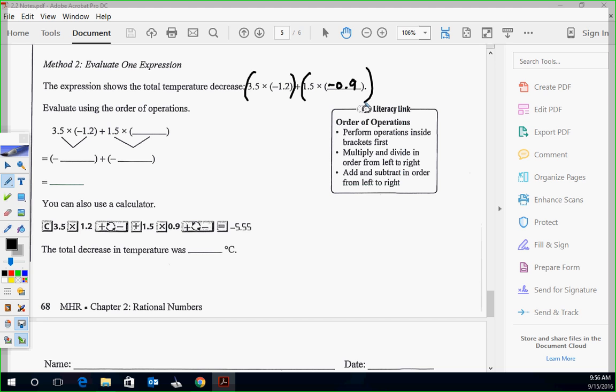Okay, and then because you have the plus sign in the middle, it's just showing you're going to do your same thing. Okay, so we just have the negative 1.35 and, sorry, what was the first one again? The first total? 4.2, thanks. Okay, and then we get the negative 5.55.